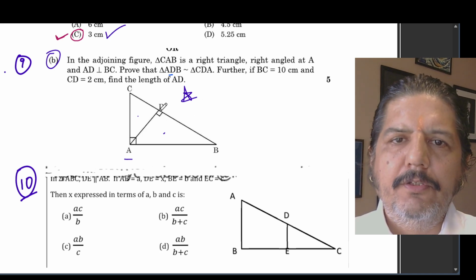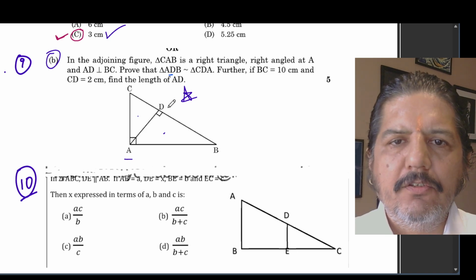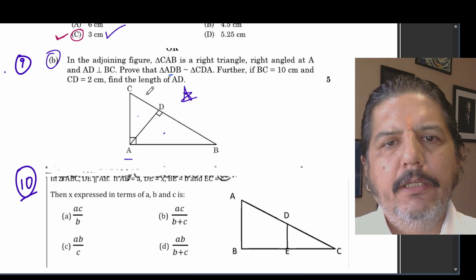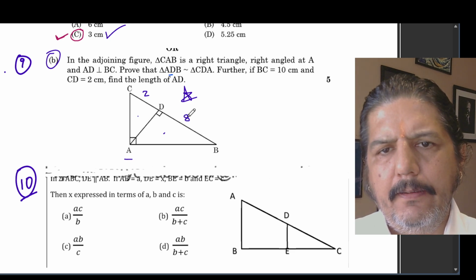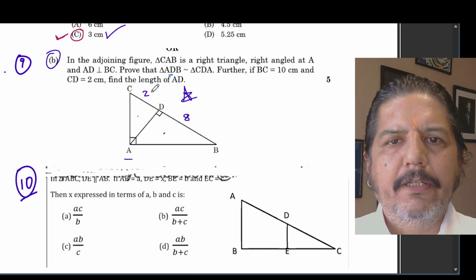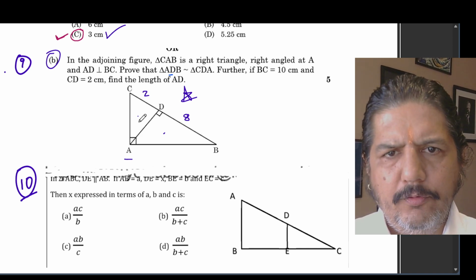Further, if BC is equal to 10, this whole of BC is equal to 10, and CD is equal to 2, this only is 2, so this would be 8, because BC is 10. Find the length of AD, so this AD has to be found.